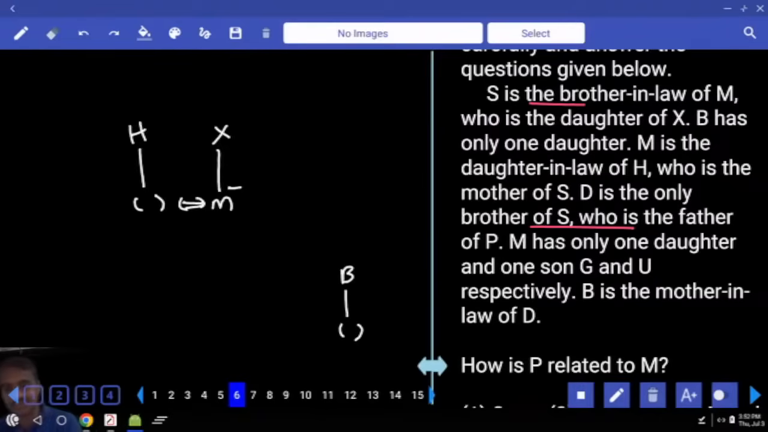And H, who is the mother of S? H is the mother of whom? H is the mother of S. Since H is the mother of S, S can be the spouse of M or the spouse's sibling.